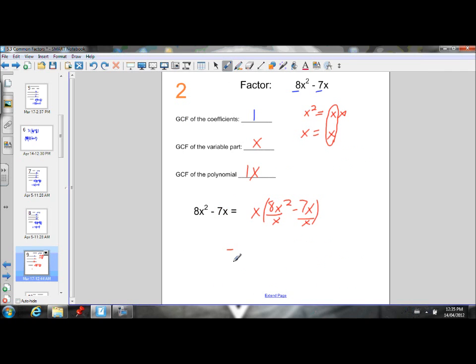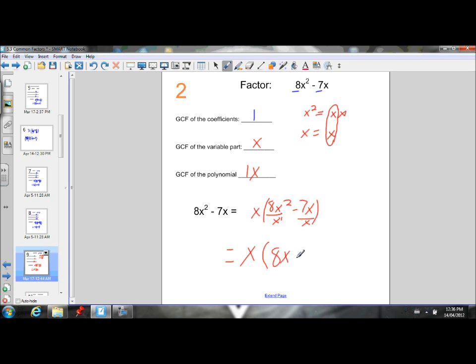Good. And this will give me 8x squared divided by x. When we divide variables with exponents, remember, if it's the same variable, we just subtract the exponents. So 2 minus 1, that leaves me with an x to the 1. So 8x squared divided by x to the 1 just gives me 8x.